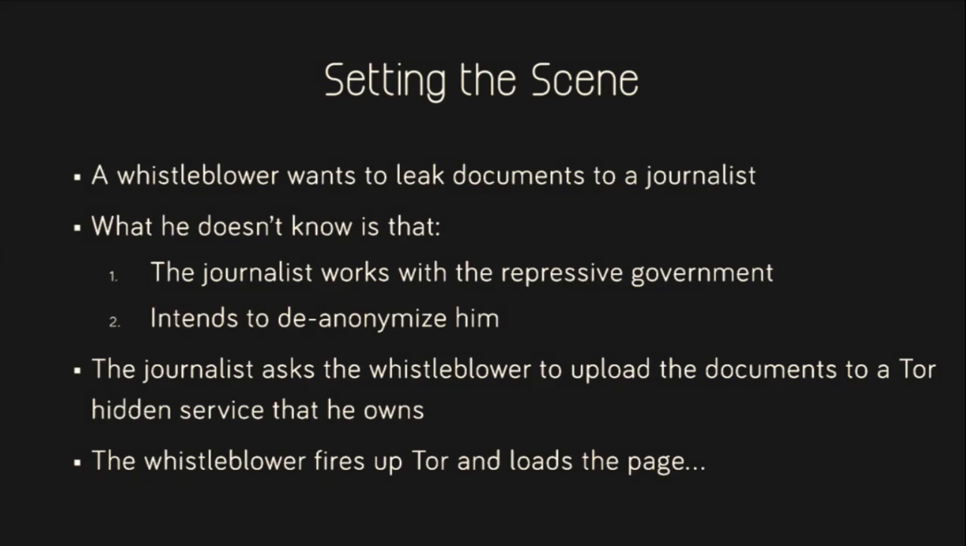So in order to better understand what's going on in our demo, we came up with a little story. We assume that there is a whistleblower that wants to leak some documents to a journalist. However, the whistleblower doesn't know that the journalist secretly works with a repressive government and intends to de-anonymize him. So what the journalist does is ask the whistleblower to upload the documents through a Tor hidden service that he owns, claiming that you're going to be safe, you're going to use Tor, and I won't be able to know your identity. So the whistleblower believes what the journalist says, and he fires up Tor and loads the page.